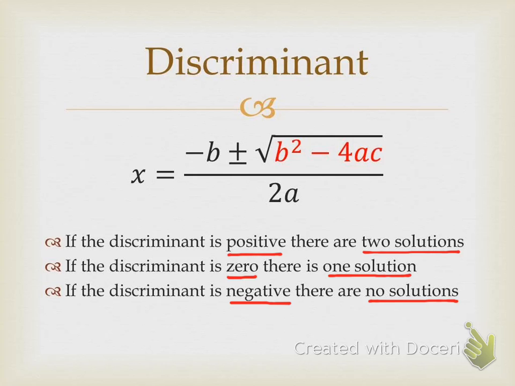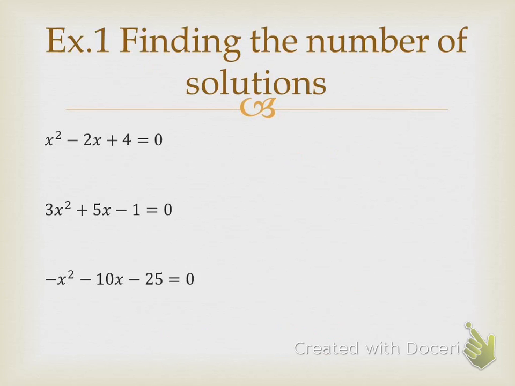Now, remember, you will always start out with an equation that looks like this: y equals ax squared plus bx plus c, because that's where you get your values from, a, b, and c. That's what I'm actually going to plug into the discriminant. All right? Let's do some problems on that.